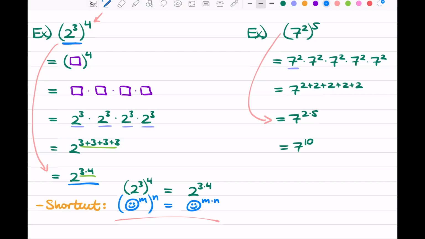So these shortcuts allow us to work with exponents a lot faster, but it's important to understand these steps in between, especially when problems get harder. Let's learn one more shortcut.